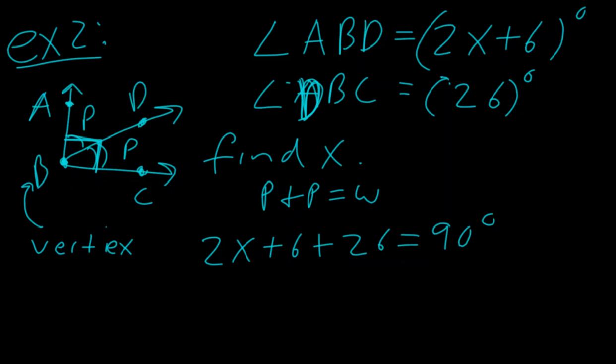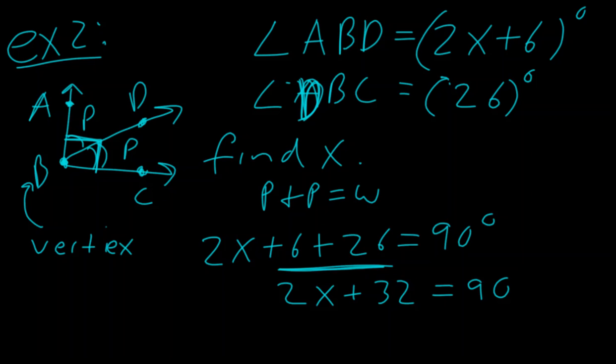Now, this is going to require some algebra. The first thing we want to do is combine our like terms. So ask yourself, what is 6 plus 26? Well, 6 plus 26 is going to be 32, which is equal to 90. Now from here, we're going to do just some very simple solving.